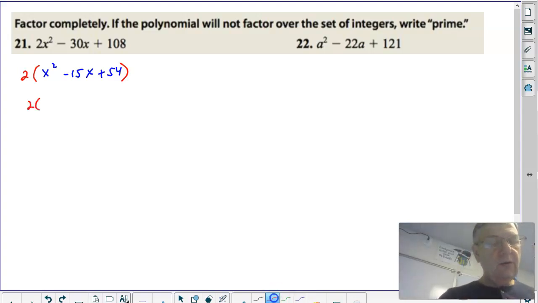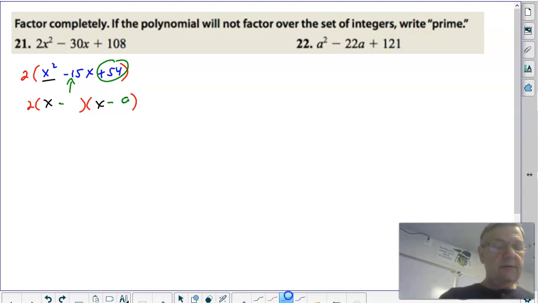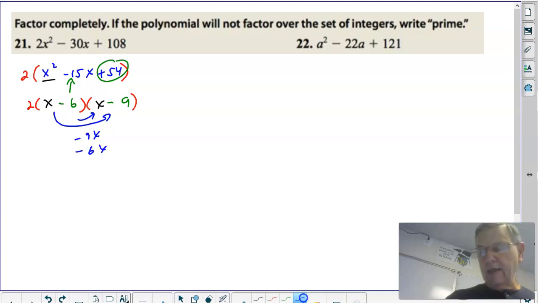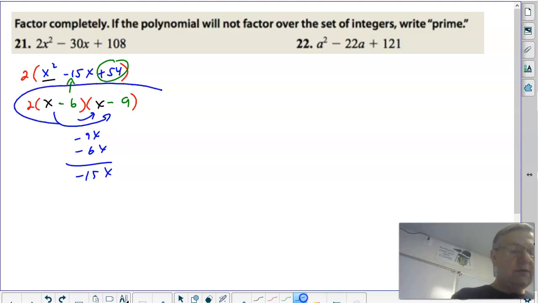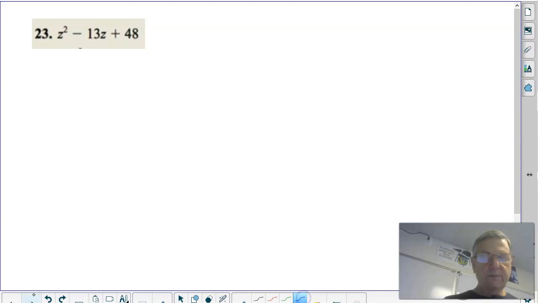So I keep my 2, and now two binomials. Got to be x and x. 54, right? Oh, there again is the positive with the negative. I know it's got to be a negative times a negative. 6 times 9, yeah, 6 and 9, sure enough. Watch, here's my outers, negative 9x. Here's my inners, negative 6x. And there's my negative 15x in the middle. There's the solution, and we're ready to roll.